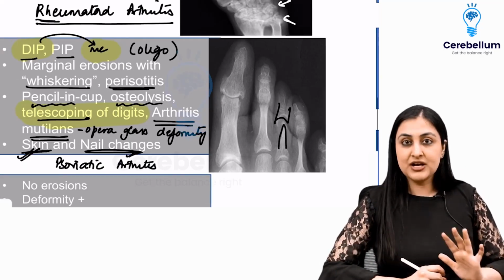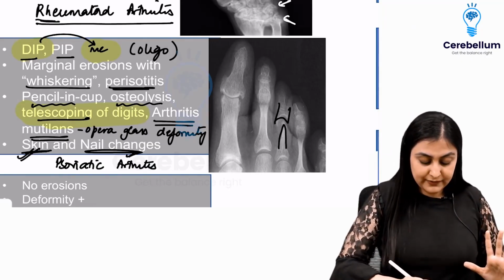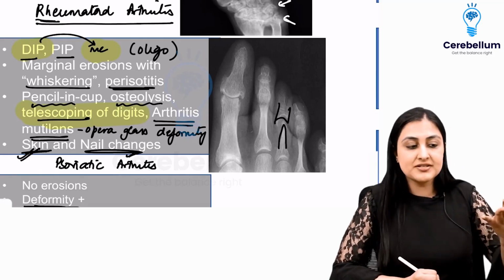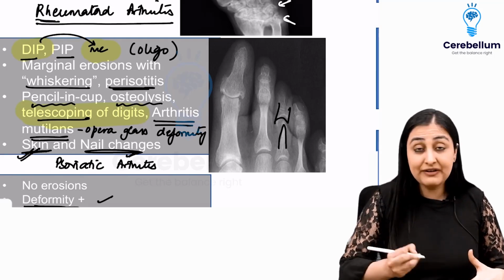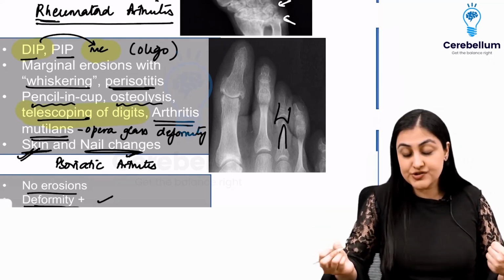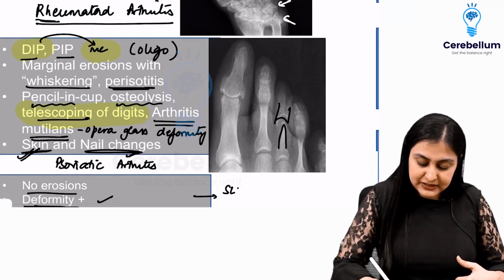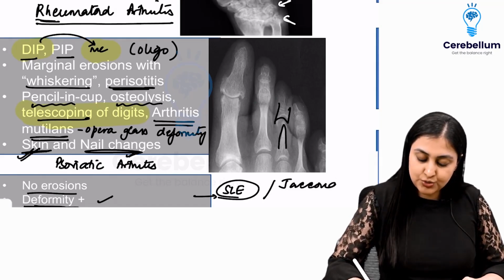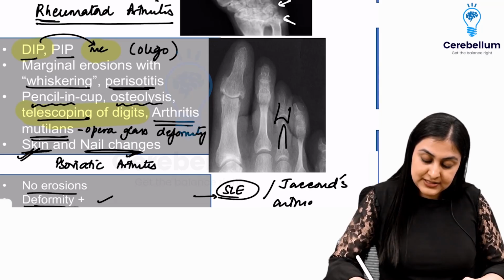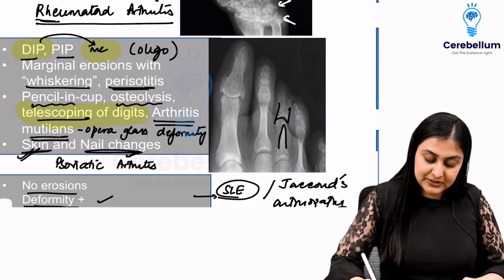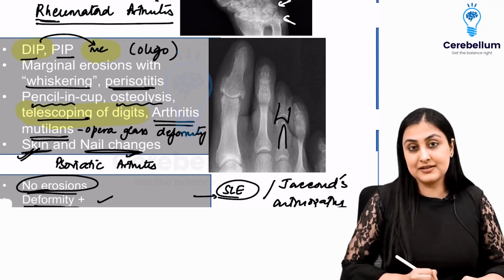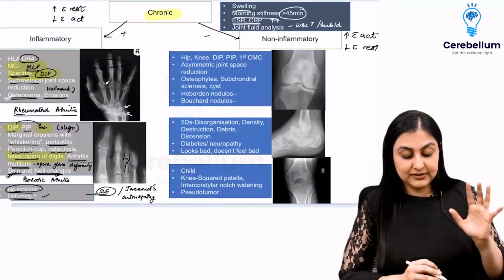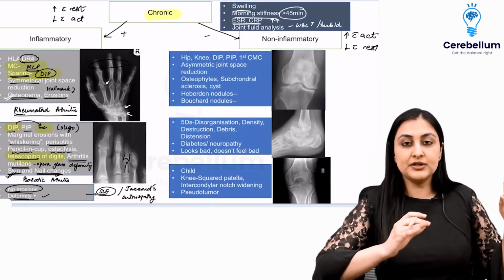The last inflammatory arthritis simply will have a buzzword wherein there are deformities. Just like we have deformities in rheumatoid such as swan neck, boutonniere, you do have deformities, but then there are no erosions. What is this? So this is a typical feature of SLE arthritis, which is also called Jaccoud's arthropathy. So this is SLE or Jaccoud's arthropathy, which is a non-erosive arthritis but does have deformities. Okay, so these are the three inflammatory arthritis that we want to remember.